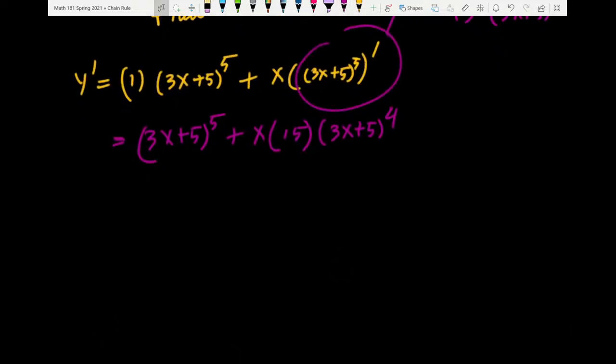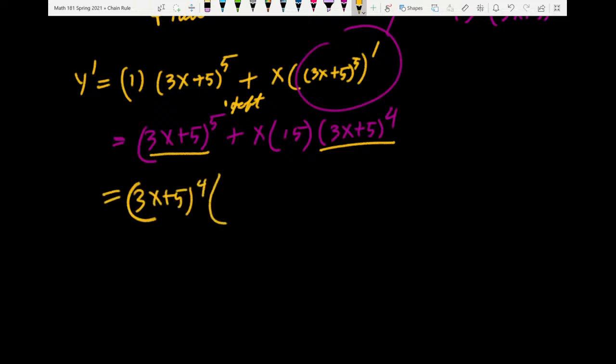This is a cute problem. Now, let's simplify it again. What can I factor out? I could factor out this 4th power, and over here I could go up to 4 and then 1 left. So therefore I get (3x plus 5) to the 4th. What I've left is 3x plus 5 plus 15x.